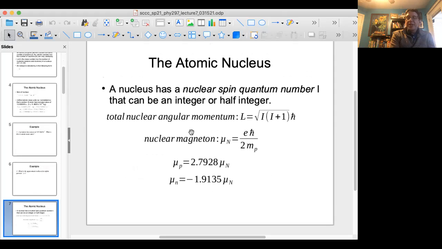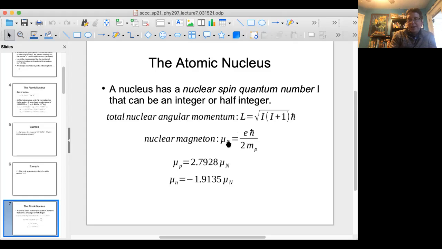So the energy levels in the atomic nucleus are also quantized. So you have a nuclear spin quantum number I that can be an integer or a half integer, and the total nuclear angular momentum is the square root of I times I plus 1, multiplied by h bar. And so we define the nuclear magneton as mu n equals e h bar over 2 times the mass of the proton. So it's similar to the Bohr magneton, at least in terms of structure. But mu, the magnetic dipole moment of a proton, is given by this.